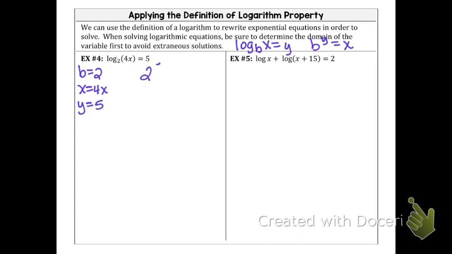So when I go to b to the y equals x, 32 equals 4x, divide by 4, and we get x equals 8. Now make sure you check it. So when I come back up here to the problem, when I plug in 8, 4 times 8 is 32. That's a positive number, so 8 is my answer. It works.